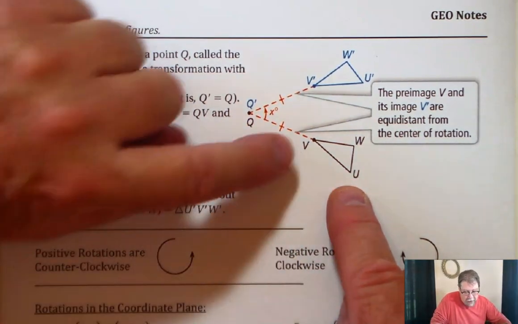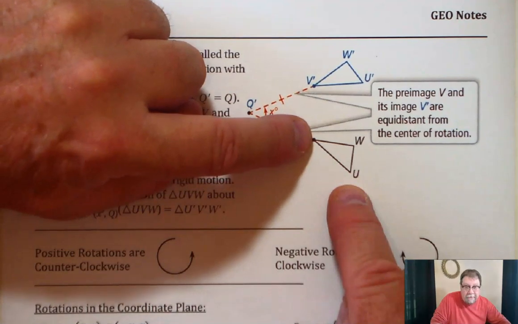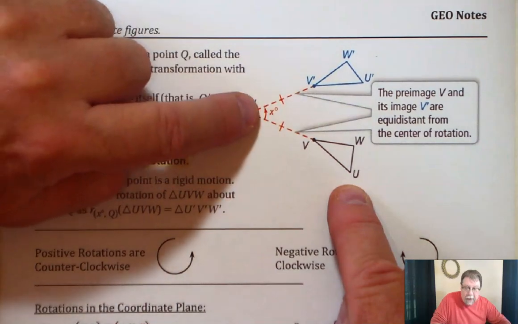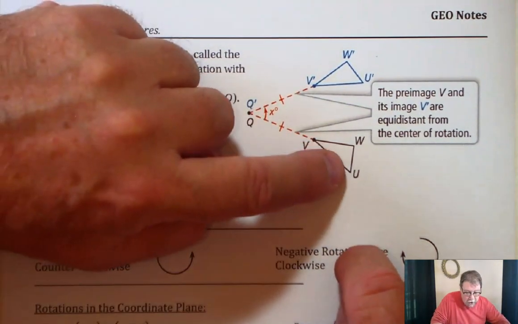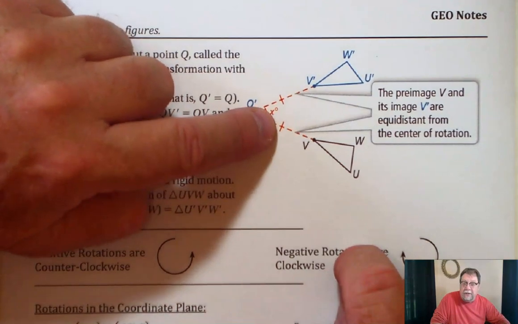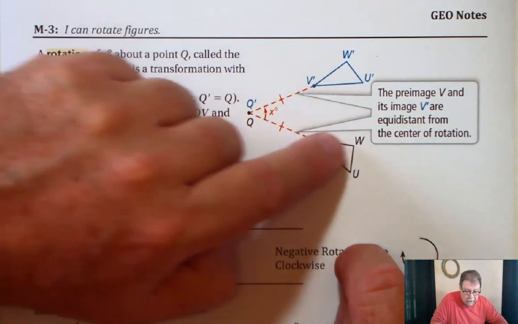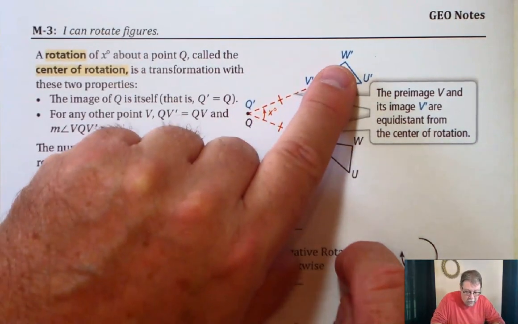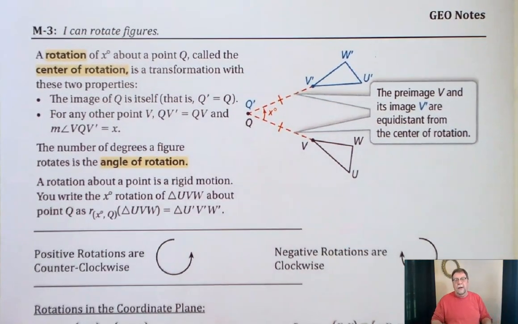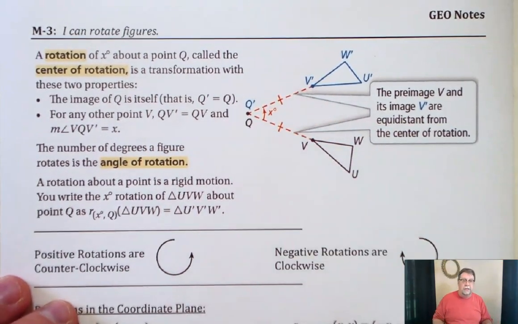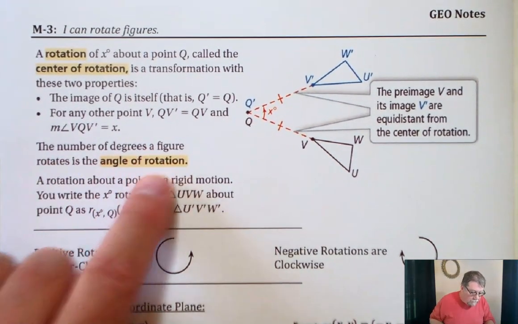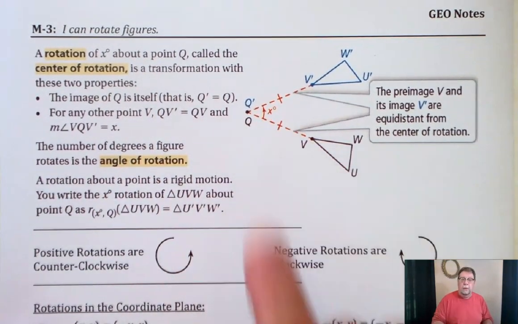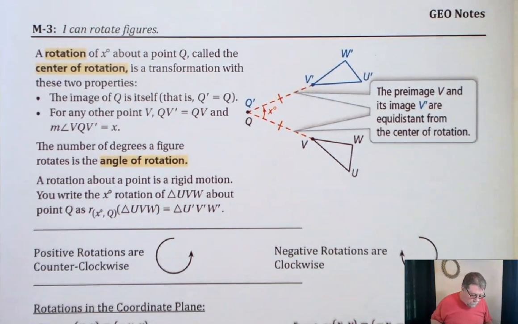For all these other points, every measure of the angle from V to V prime will be constant. So V to V prime will have an X degree measurement. U to U prime will have the same X degree angle measure. W to W prime, in other words W, Q, W prime, would be the same angle measure for every one of these sets of points. The number of degrees a figure rotates is called the angle of rotation. So this measurement of X would be the angle of rotation.